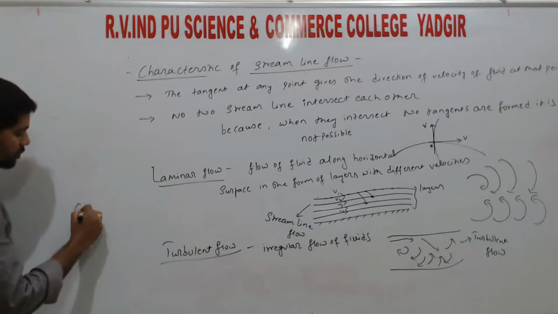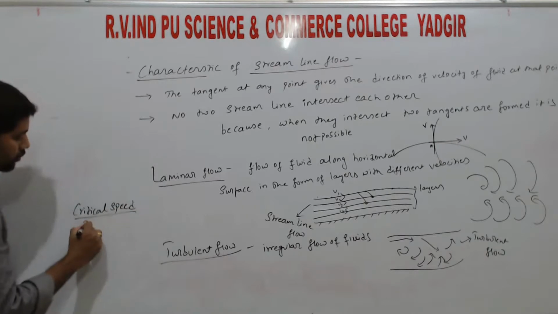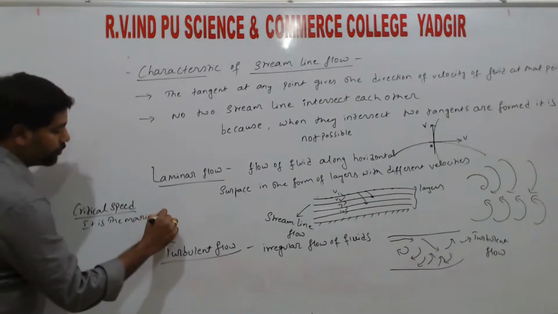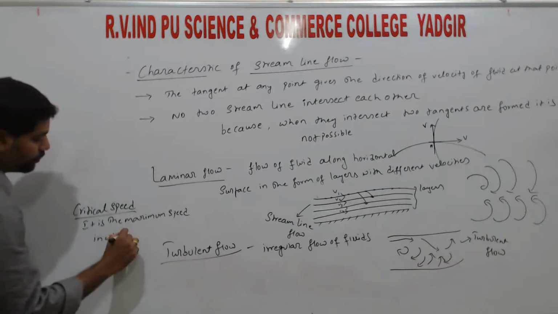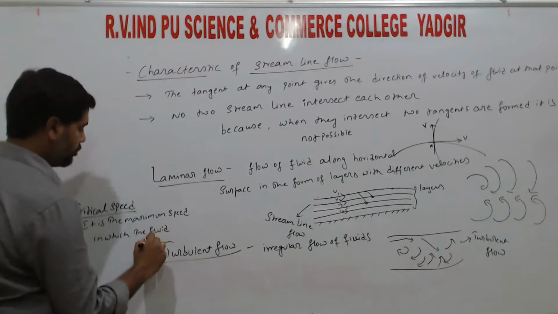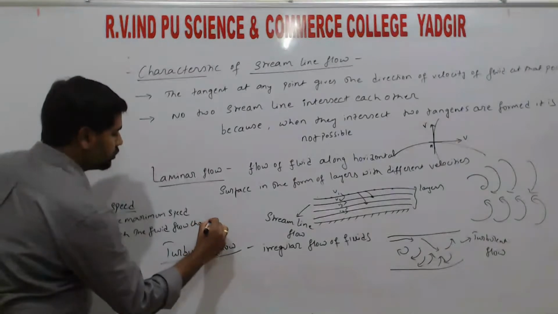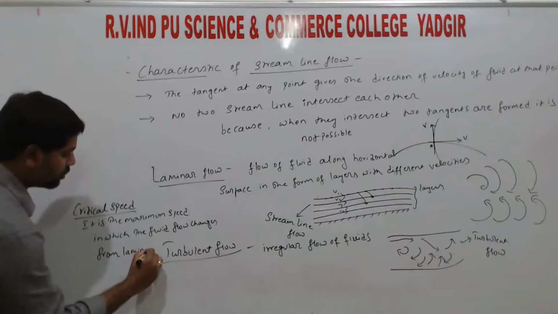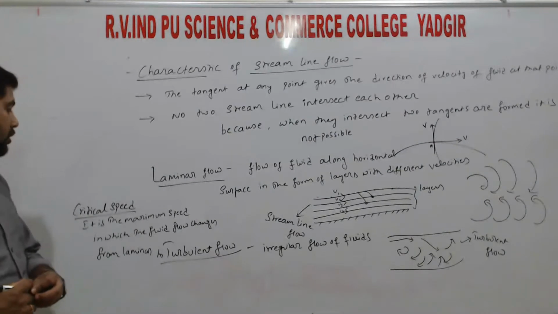So one more is the critical speed. So it is the maximum speed in which the fluid flow changes from laminar to turbulent flow. So the speed we call the critical speed.